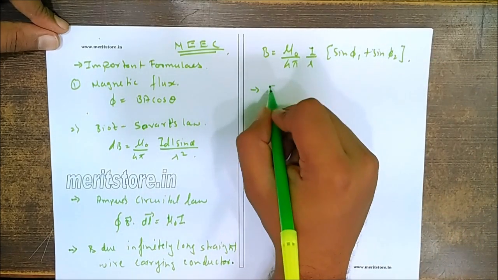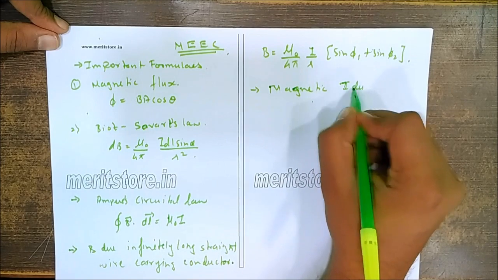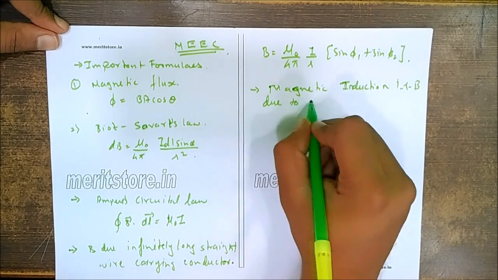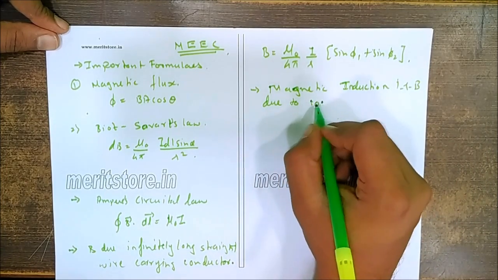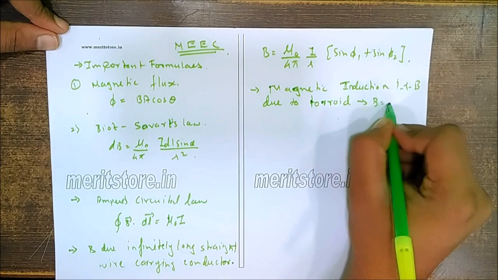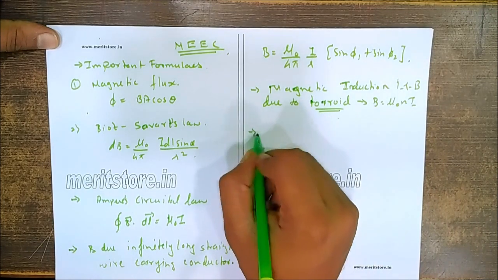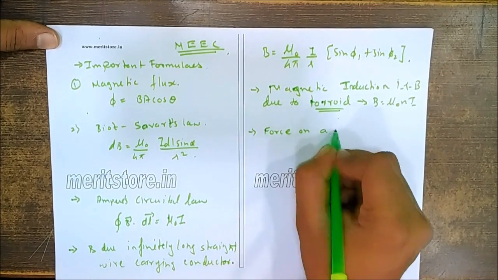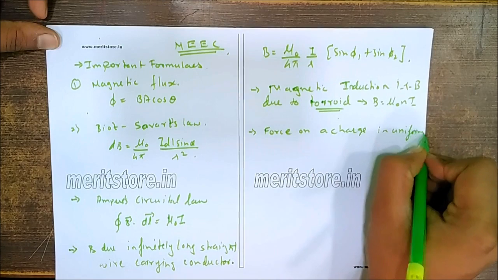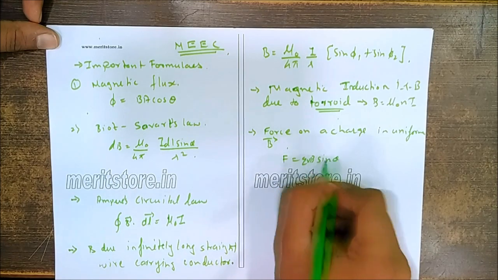Next is magnetic induction, that is B due to a long toroid, that is B equals to mu naught Ni. It is also known as Rowland's ring. Next is force on a charge, and this is again from standard 11th, in uniform magnetic field of induction, which is given as F is equals to QVB sine theta.